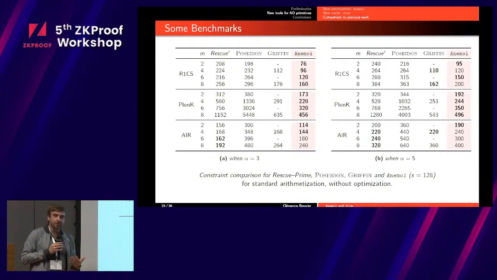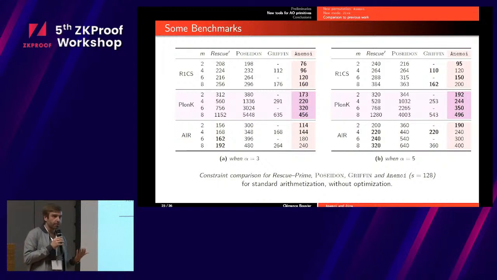So we summarize the constraint cost in this table. You can see that most of the time Anemoi is ahead of the others, and for R1CS you can see that we've got a lower gap between Anemoi and the other primitives, and it's because the additions for the linear layer come for free. But for Plonk, we can see that as the addition has a cost, the linear layer has a cost quadratic in terms of the state size.